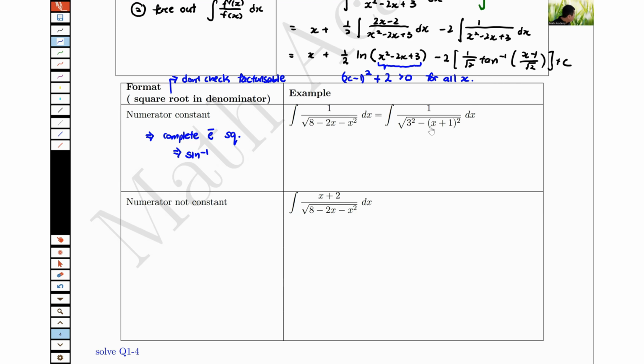Okay, so I have completed the square for you here. Again, just to emphasize one more time, sine inverse, this is the f(x). F prime is 1, so we are done here. I can just write in the formula: sine inverse of f(x) over a, plus C.